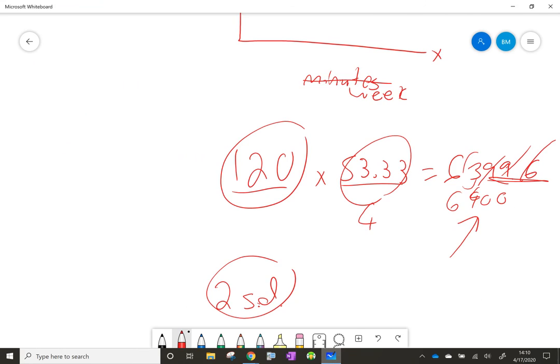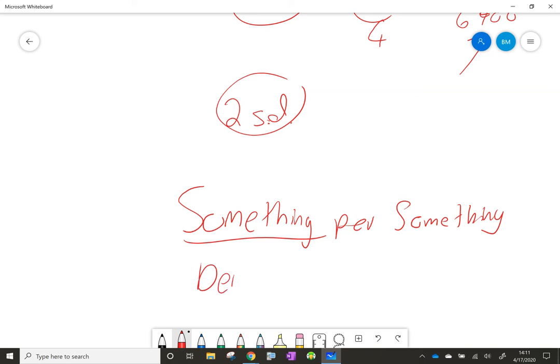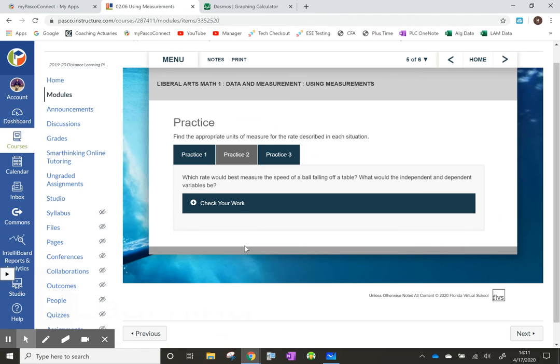So when you have something per something, the first part is going to be the dependent part, and the second part will be the independent part. So when you have tablets per hour, that means tablets dependent, hours are independent. Just another thing to remember.